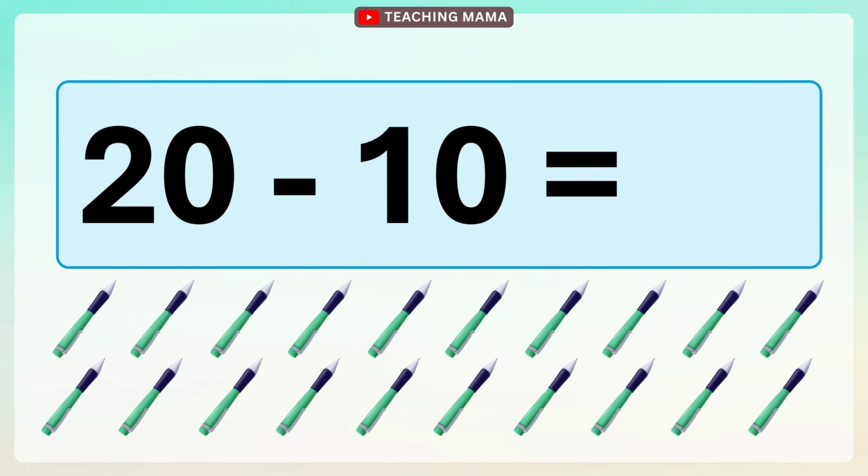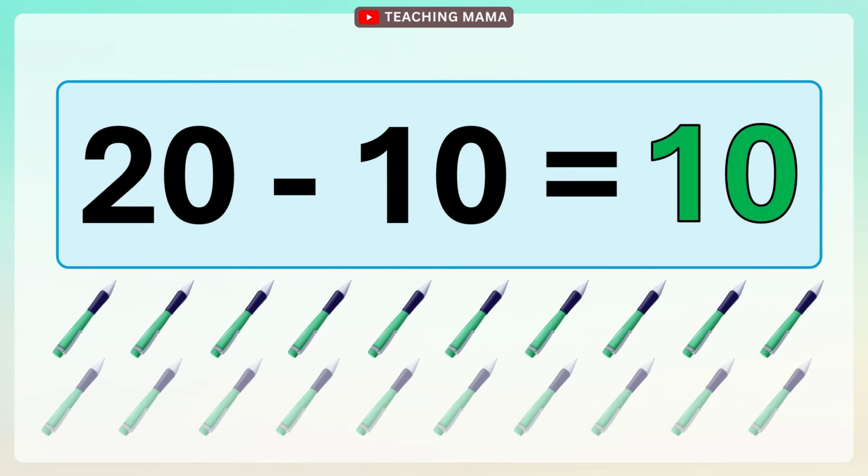20 minus 10 equals. What is the answer? The correct answer is 10.